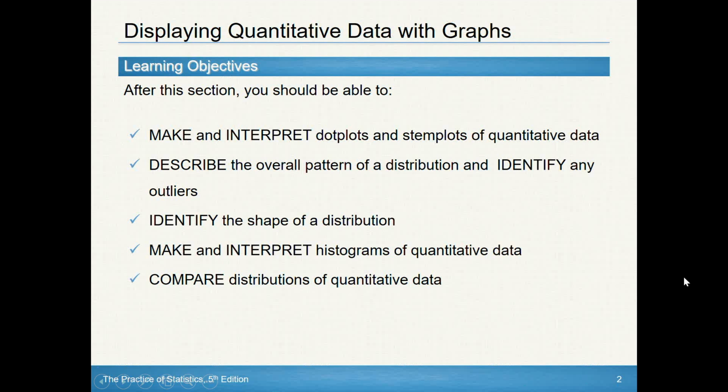We're going to be making different types of graphs. We're going to be making dot plots and stem plots and interpreting them, describing overall patterns and any deviation from those patterns. Outliers, if they are clear, we're going to talk about them. We're going to talk about the shape of a distribution. And in addition to dot plots and stem plots, we're going to make histograms and interpret them. And lastly, we're going to compare the distributions of quantitative data. So hopefully by the end of this lesson, these ideas will be pretty clear to you.